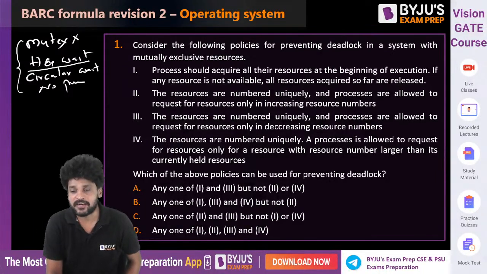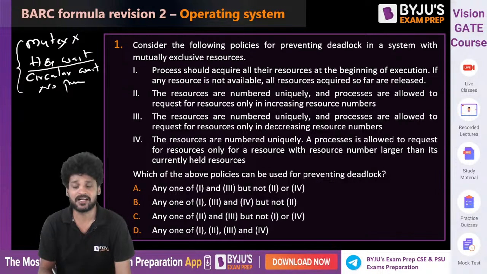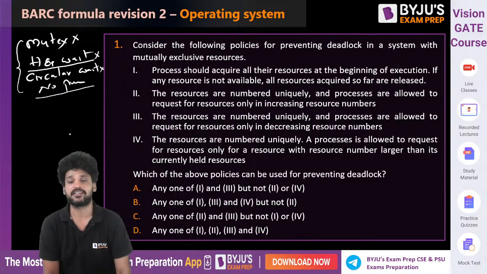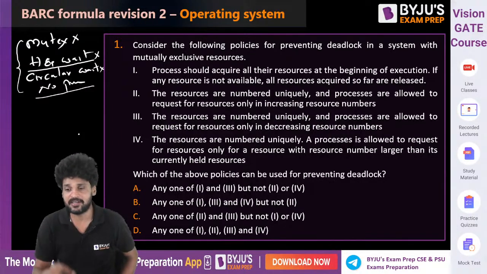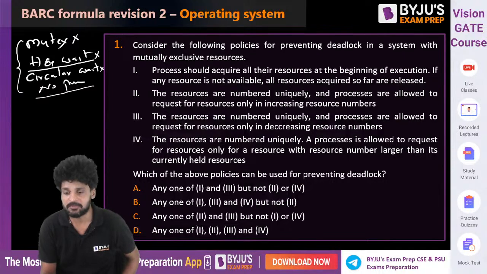Now, hold and wait. We can avoid hold and wait by possibly using one or the other algorithm. Hold and wait can be avoided. Circular wait can be avoided. No preemption can also be avoided. Okay. Now, in this slide, let us see which are the possible options or the correct options.